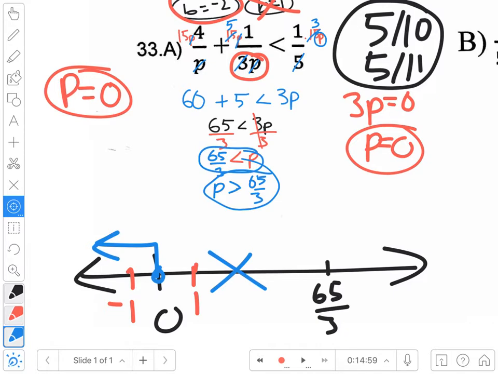But anyways, on number 33A, what we've done so far is we multiplied everything by the LCD to get rid of all fractions. We solved, we got this answer. And then we went back and put the denominator, set them each equal to 0. And we got that answer and we plotted those answers. And now we were testing values.